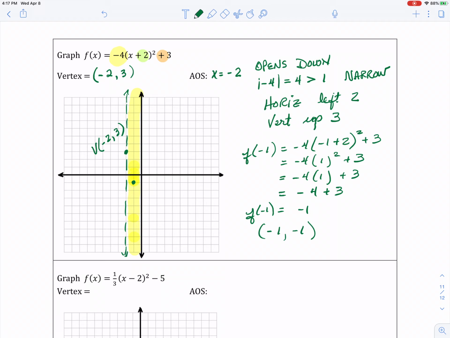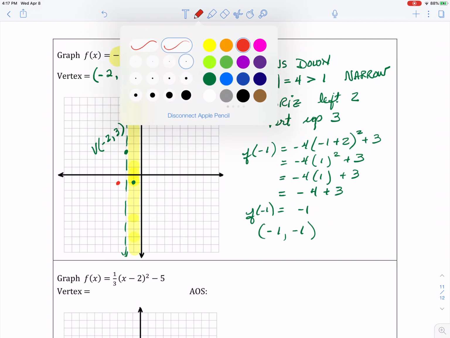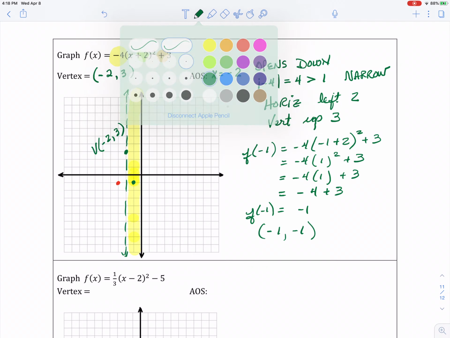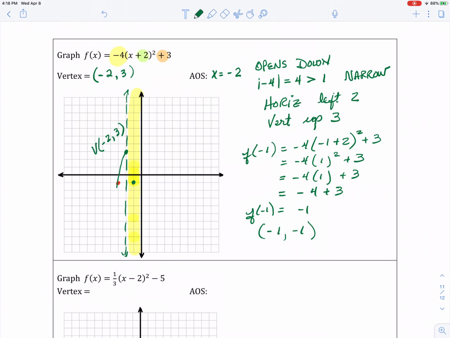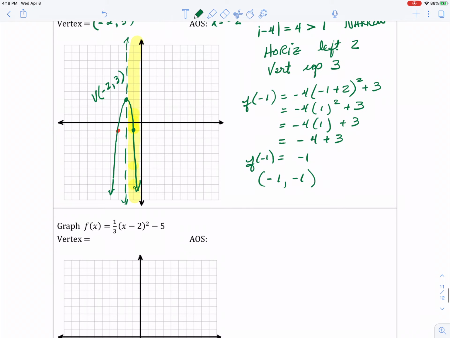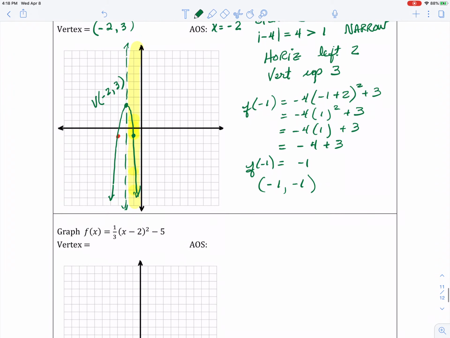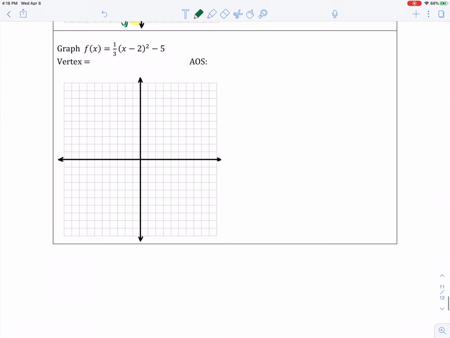And I immediately know, because of this axis of symmetry, that there's a balance point right across that axis of symmetry, which now gives me just enough information so I can give you a pretty decent sketch. And you'll notice it's opening down and it's relatively narrow. Okay, last one.